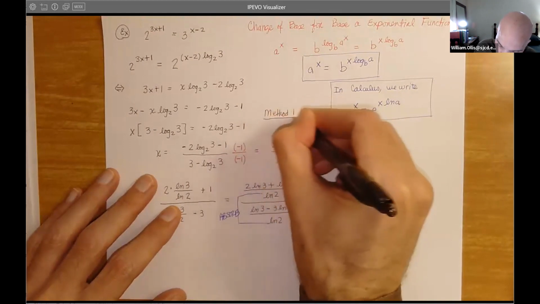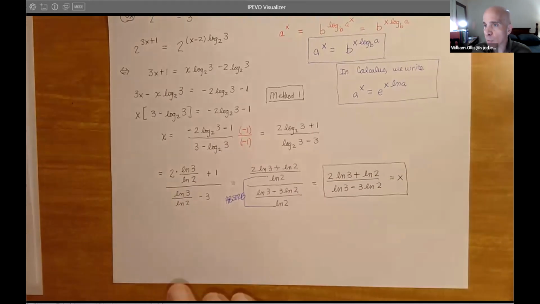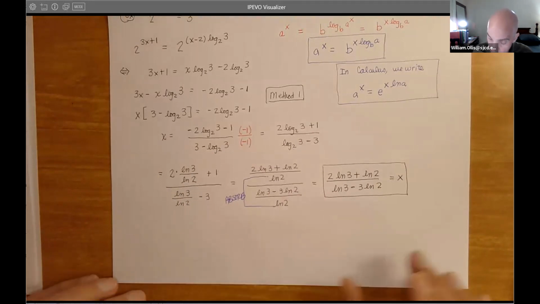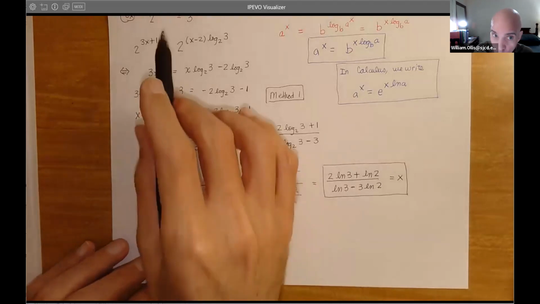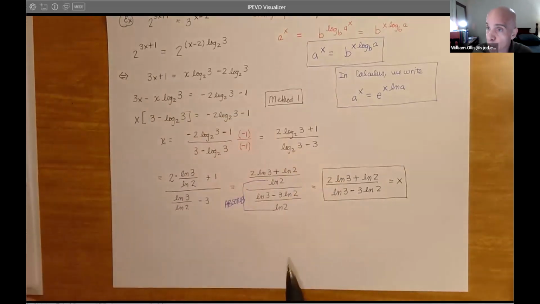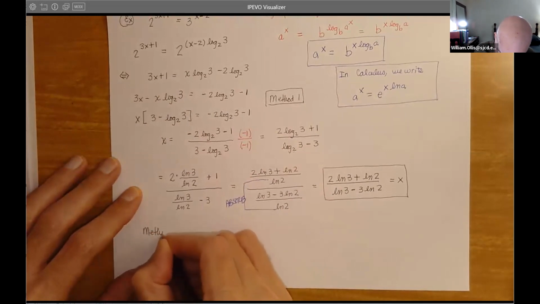Now, another thing that's very popular is kind of like what we did with the interest problem and what we'll do with some of the modeling problems with the instantaneous growth and decay. So what we can do in this case is now start the problem by taking natural logs of each side. So here's what we're going to call method 2.